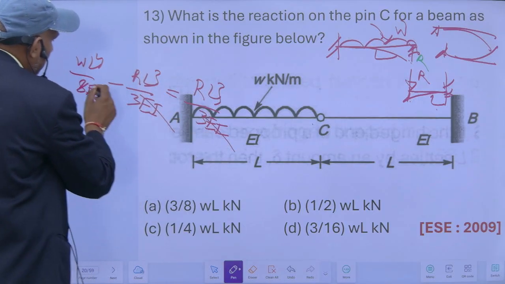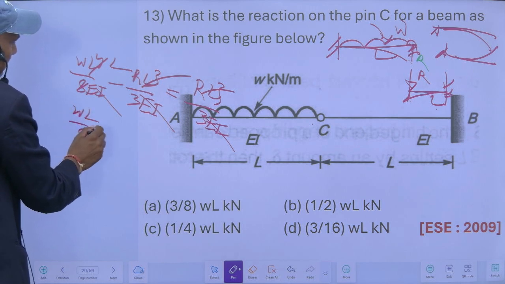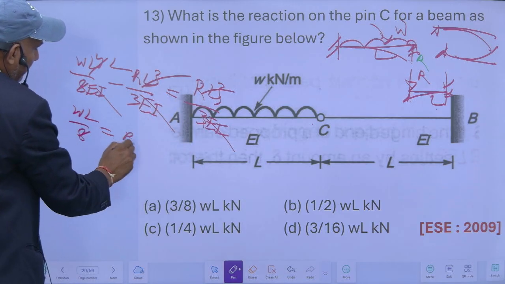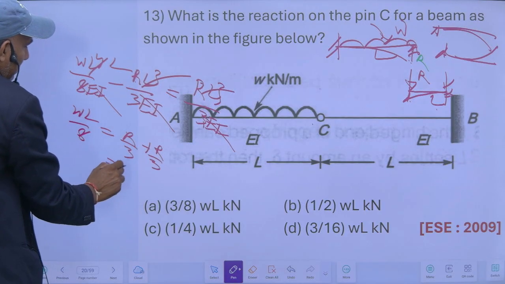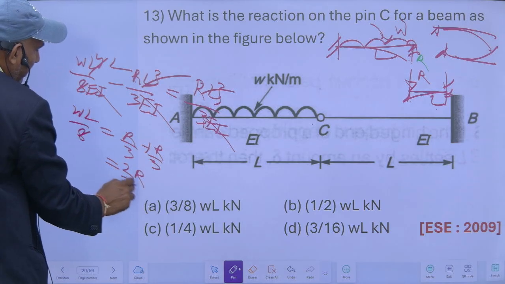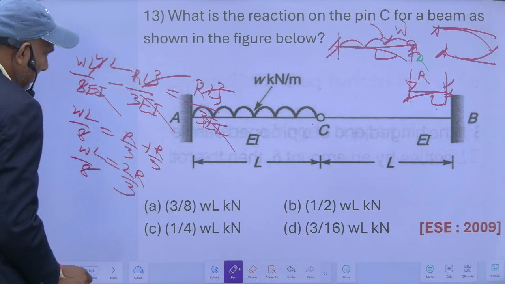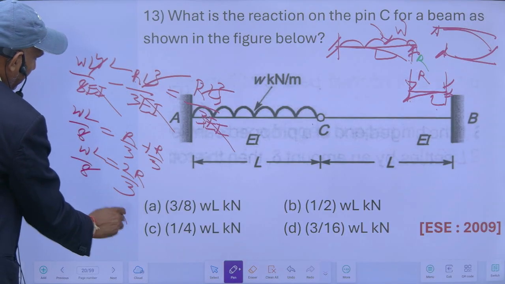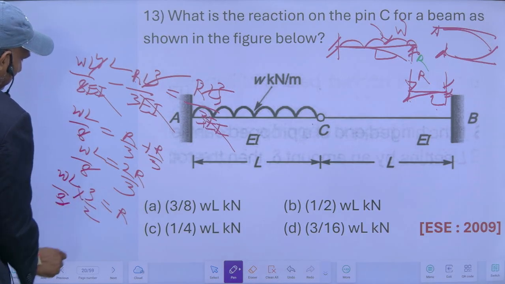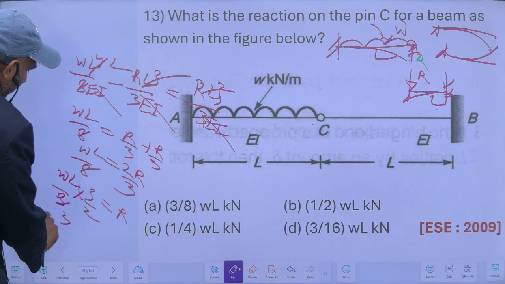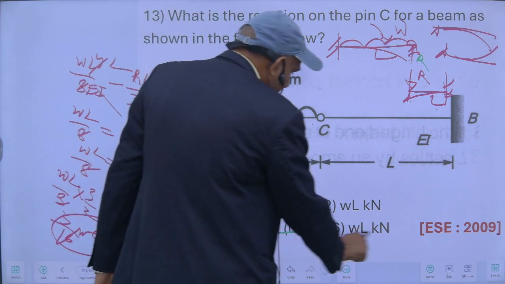So this is WL upon 8 is equal to this R upon 3, this is R upon 3 plus. It will be 2R upon 3 is equal to WL upon 8, and this reaction R will be WL upon 8 into 3 by 2. So this will be 3 upon 16 WL. So this is the right option.